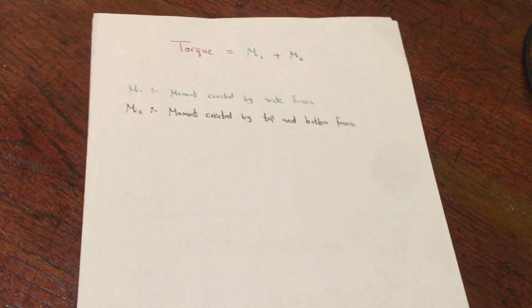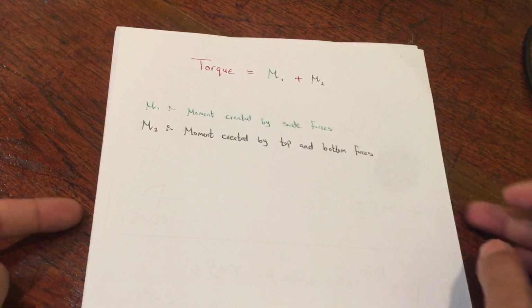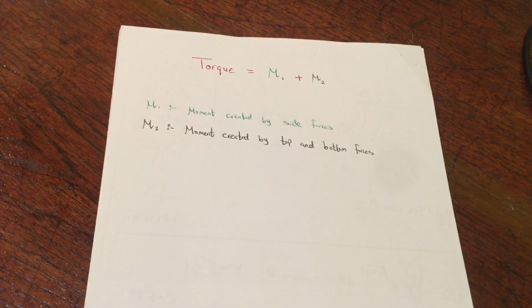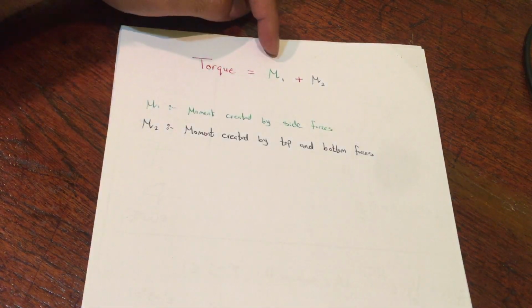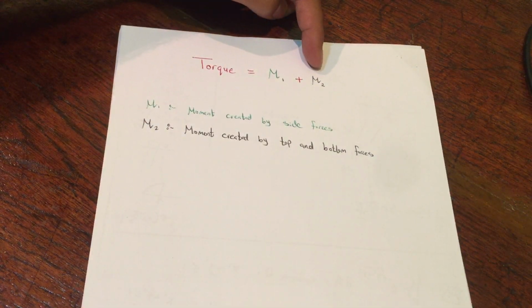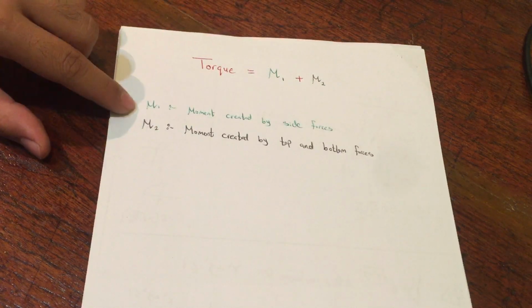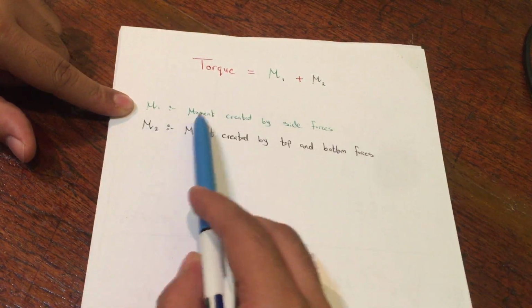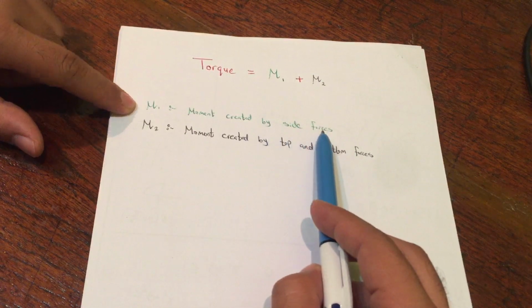So now when we look at the equation, how can we get our equation? When we rotate an object, we are applying a torque. To derive this equation for the Vane Shear test, the torque is equal to moment 1 plus moment 2. So what is moment 1? Moment 1 is the moment created by the side forces.